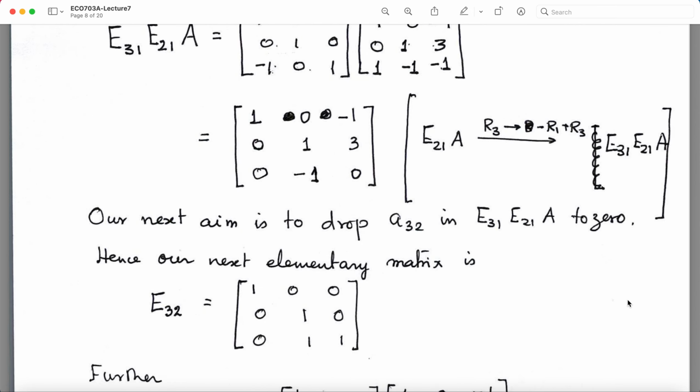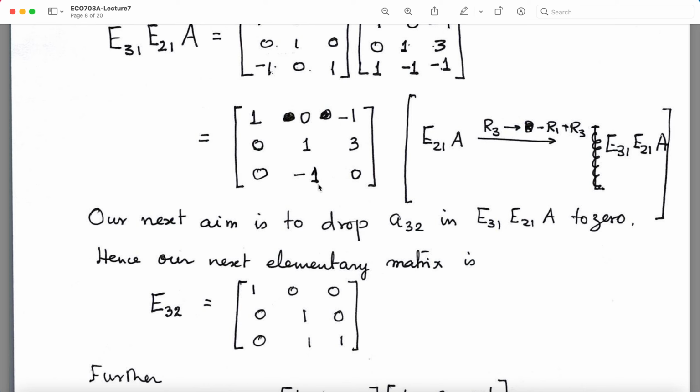The next step is to drop A32, and you understand, if I want to make this 0, I just have to add R3 and R2. In this matrix, E31 E21 A, if I have to drop the third one to 0, this is what I have to do. Just replace R3 with R2 plus R3.